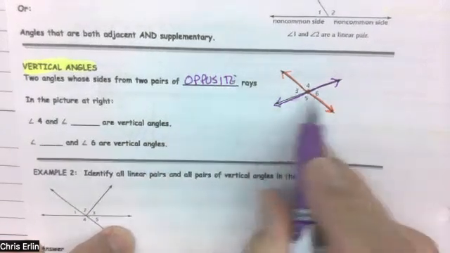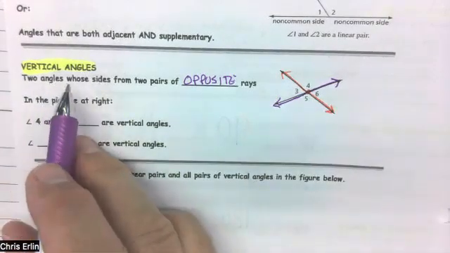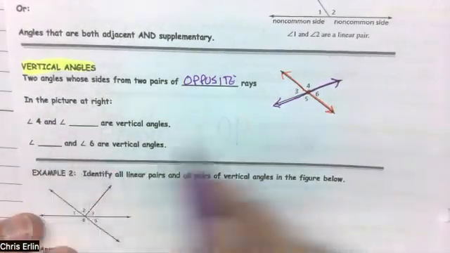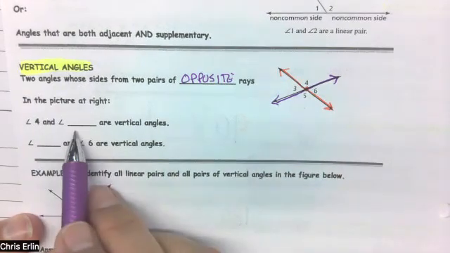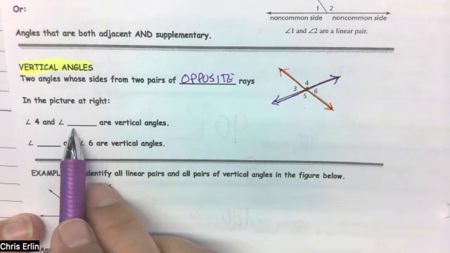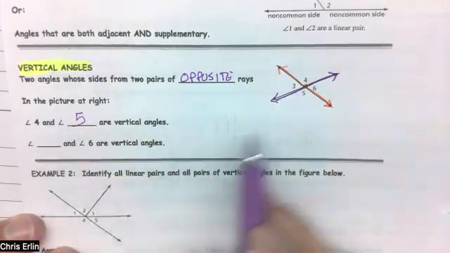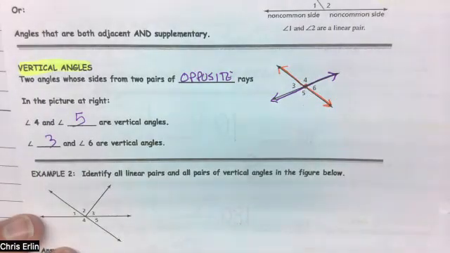Angles that do that, like 3 and 6, or like 4 and 5, are called vertical angles. So 4 and blank are vertical angles. Which ones? Good, 4 and 5, and then 3 and 6.